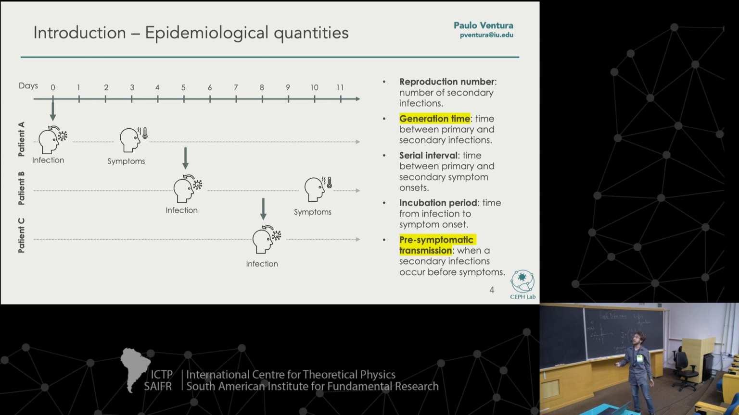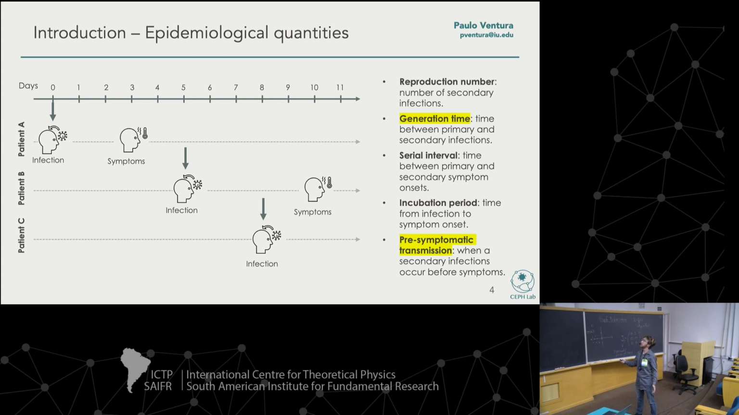Generation time is basically the time between two consecutive primary and secondary infections. So if you take patient A here, infected on day 0, and this patient infects another one on day 5, the generation time is 5 days. And then patient B to C will take 3 days, so that's the generation time of those infection events. And this is a very important quantity because it's basically the inner clock of an epidemic. So epidemiologists are very interested in knowing this number as soon as possible when you have an outbreak.